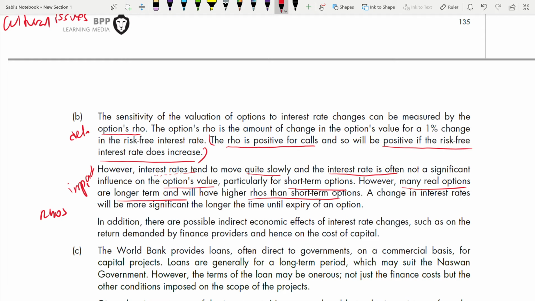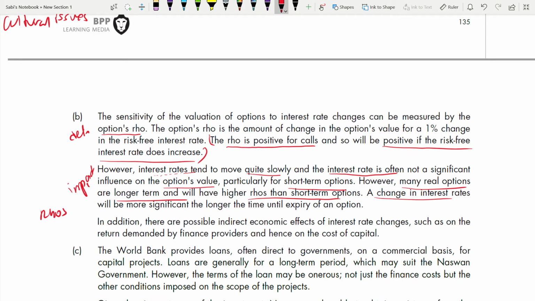Why is it? The reason why long term options have higher rho than short term options is because in the long term interest rate will change. Interest rate changes slowly, right? But in the longer term there is more chance of interest rate changing. I'm not saying by small or big amount, that does not matter, but it will change. But in the short term, it's very unlikely that interest rate will change. If interest rate does not change, rho also will not change, right? So that's why the long term option will have higher rho. A change in interest rate will be more significant the longer the time until expiry of an option.